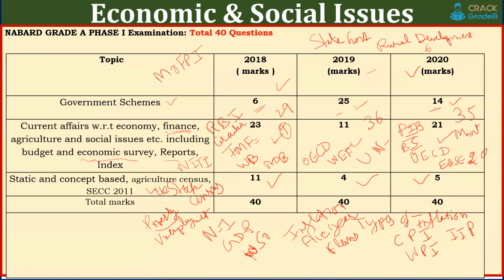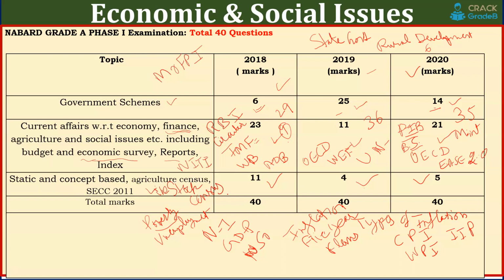And for the static part, I have recommended that at least once you study all the topics, but then focus more on inflation, CPI, WPI, IIP, national income, GDP concept, inflation, poverty, unemployment, and SEC 2011 and agriculture census. These are the main topics from where they have asked questions in the past.